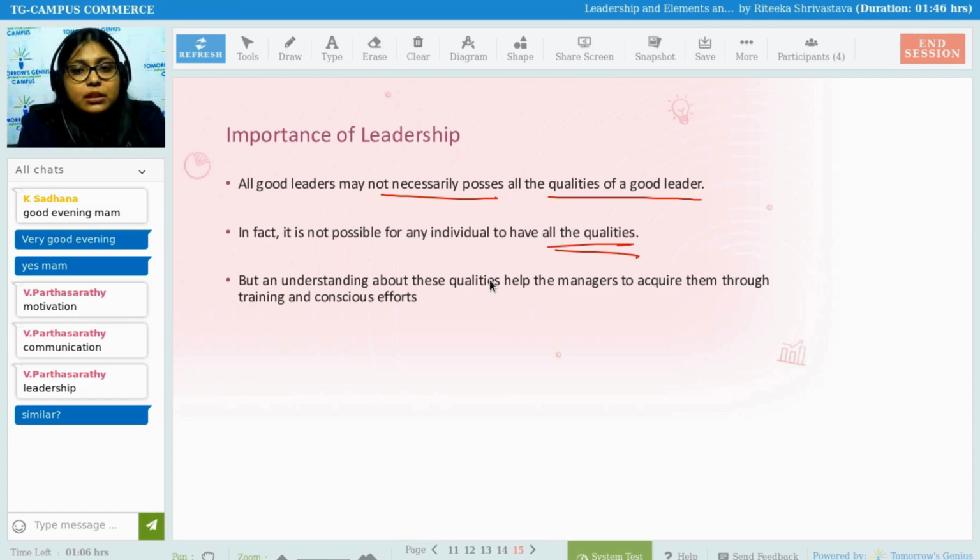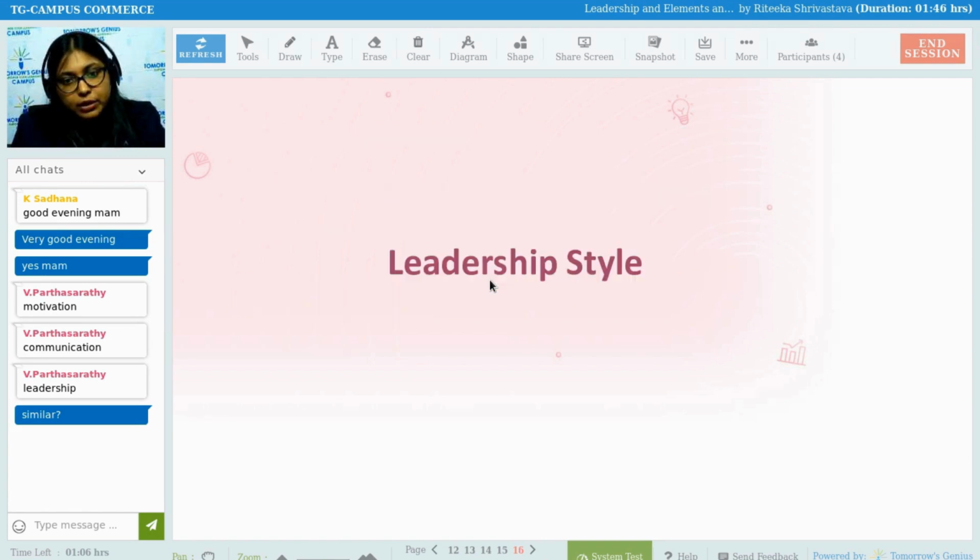So an understanding of these qualities helps managers to acquire them through training and conscious efforts. That is why training is a very important thing for the subordinates. Whatever quality is lacking in them can be trained to them. We can explain to them, we can train them. And that is why training is very important for the subordinates.